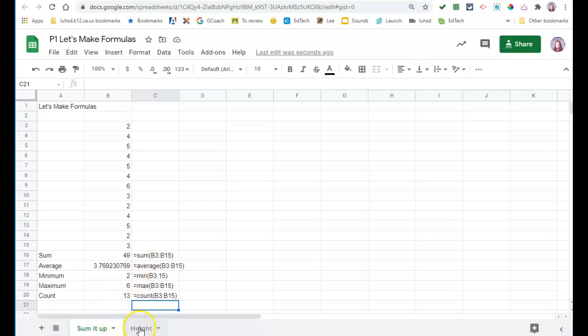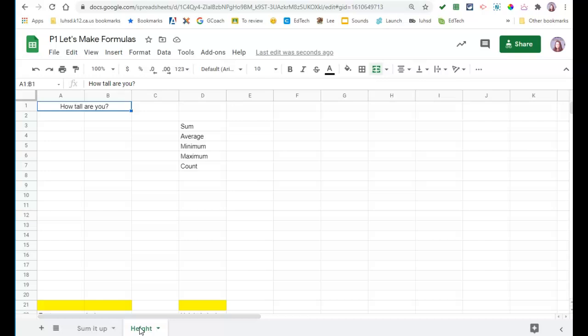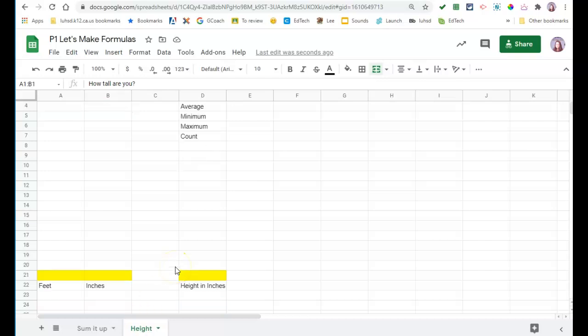Moving on to the height tab. Okay. We are going to figure out how tall in inches a 6 foot tall person is. So if someone is 6 feet 1 inch, I want to know how many inches tall they are. So we're going to make a formula. The formula is going to start with equals.